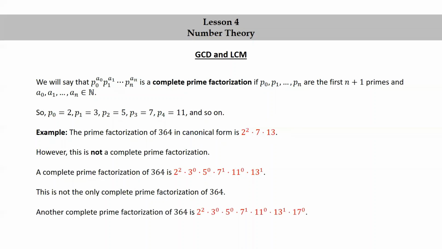This is not the only complete prime factorization of 364. Another complete prime factorization of 364 is 2 to the second times 3 to the 0 times 5 to the 0 times 7 to the 1 times 11 to the 0 times 13 to the 1 times 17 to the 0. Notice how we tacked on an extra prime at the end there to the 0 power.